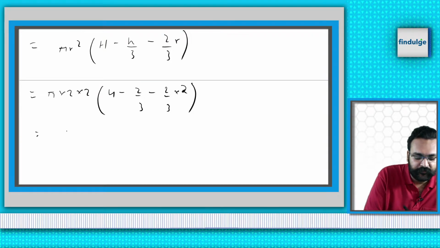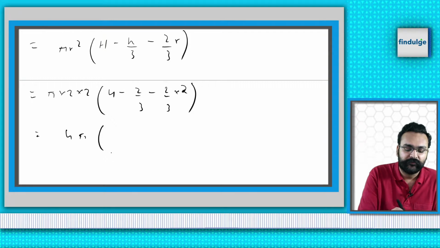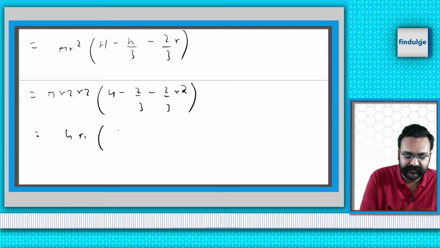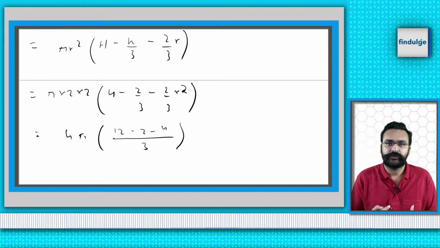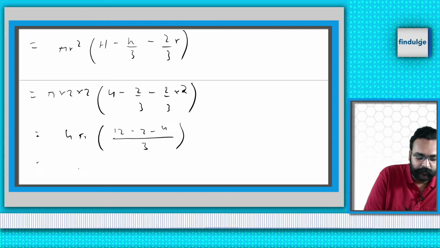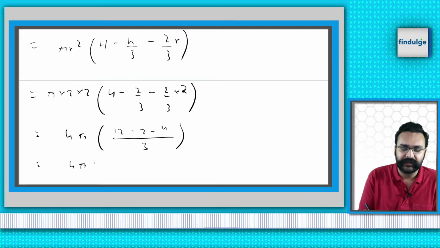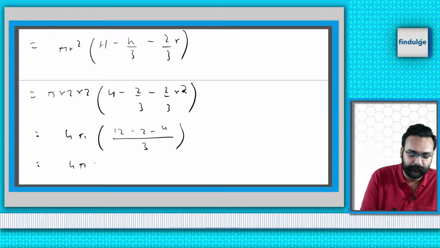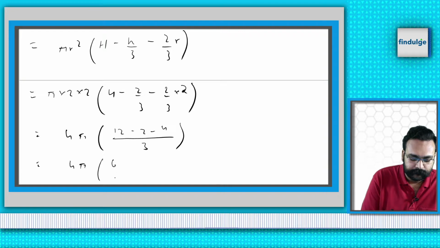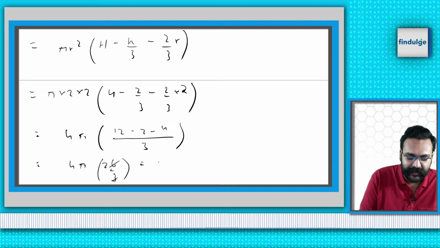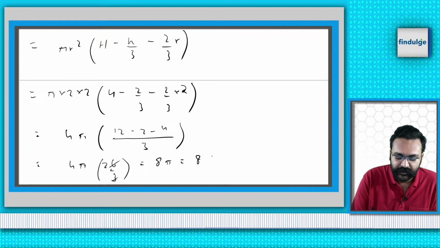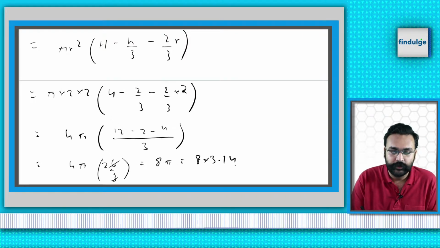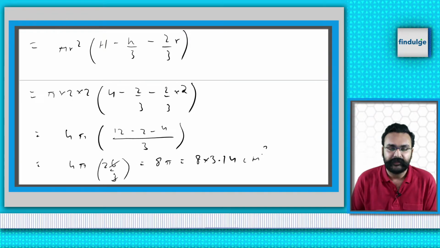So we have 4 pi into 4 into 3 would be 12, taking the LCM, minus 2 minus 4 whole upon 3. And so we have that our final formula is 4 pi into 12 minus 6, so 6 by 3, which should be nothing but 2. So the answer is 8 pi. Now since 8 is not divisible by 7, we'll take it as 3.14 and the unit will be centimeter cubed.